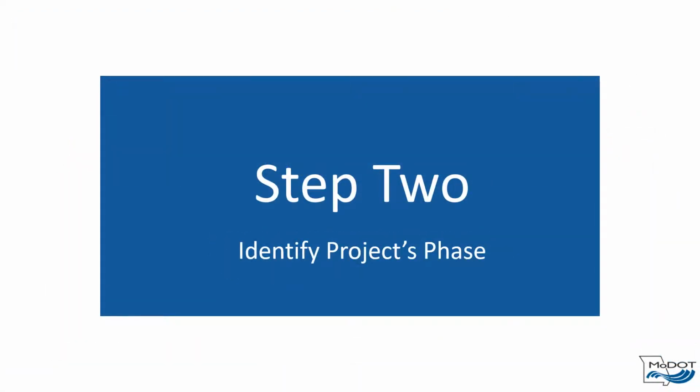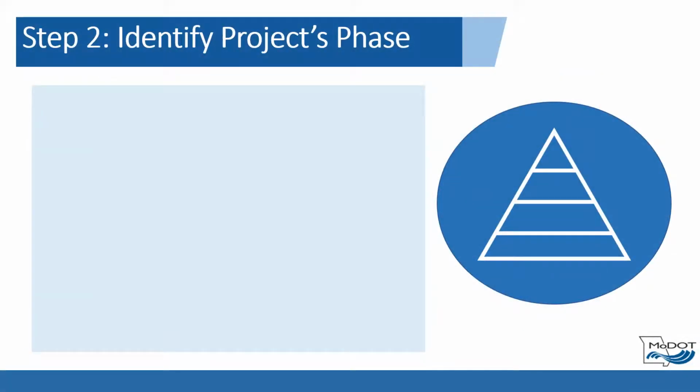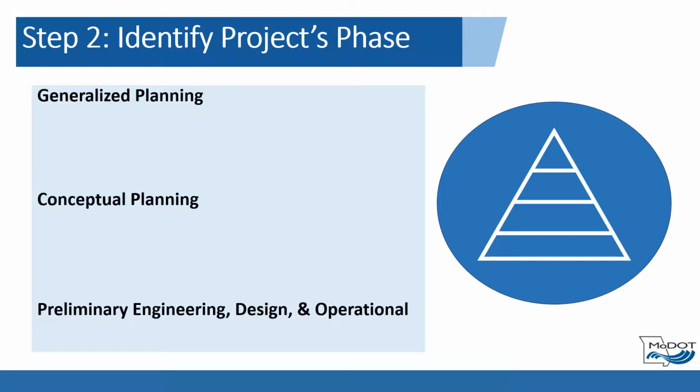Step 2 is to identify a project's phase. Once you understand which analysis and safety tools are available, the analytical phase of the TIA project needs to be identified. There are 3 general analytical phases, each listed here, each completing a different level of analysis. These analytical phases align with the stages of planning and engineering.